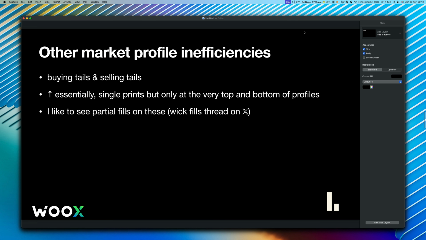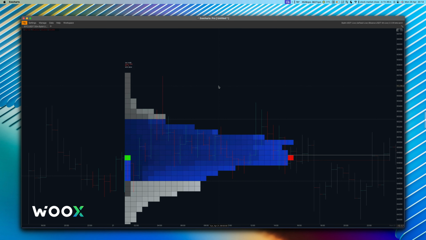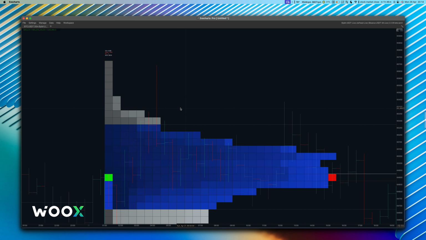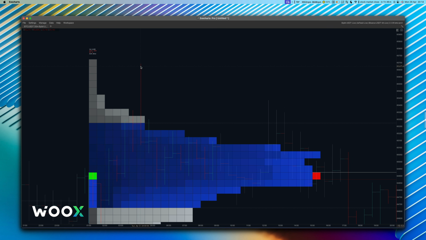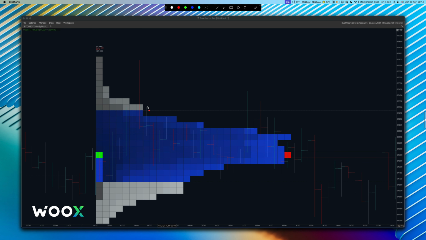It's fairly basic, what we've just gone through. But partial fills: my favorite gaps to trade are partial fills of buying and selling tails. For example, this was a selling tail. You've got the first move up, price comes back down, you have this candle here. This wasn't planned, but this is where your initial selling tail really started from, this gap here. If we're ignoring all of this price action, this is where the selling tail started, and you could see here what I would have been looking for.